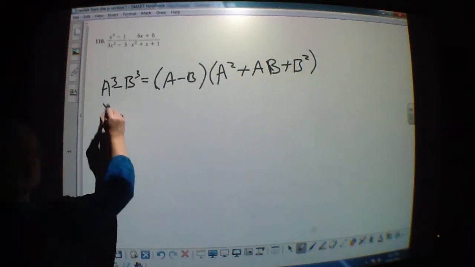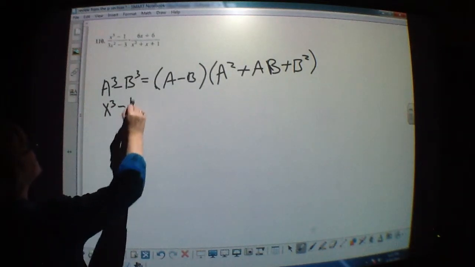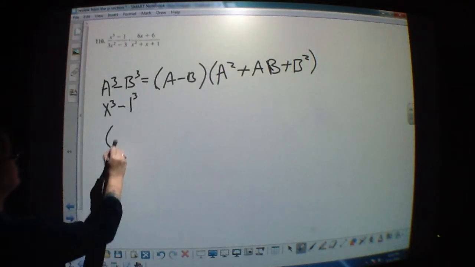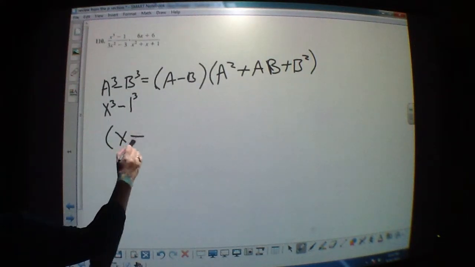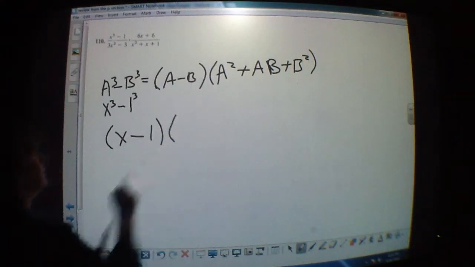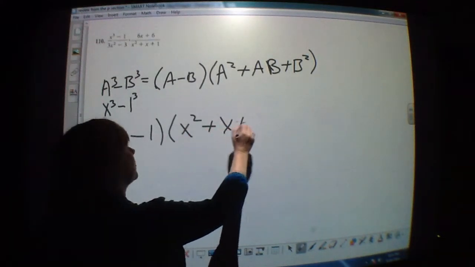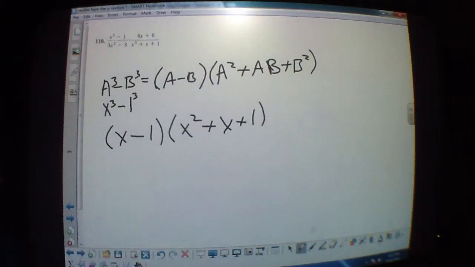So I basically have an x cubed minus 1, but you can think of it as 1 cubed if you want. So let's factor that. It factors into x minus 1 times the quantity x squared plus x plus 1. So there's my x cubed minus 1.